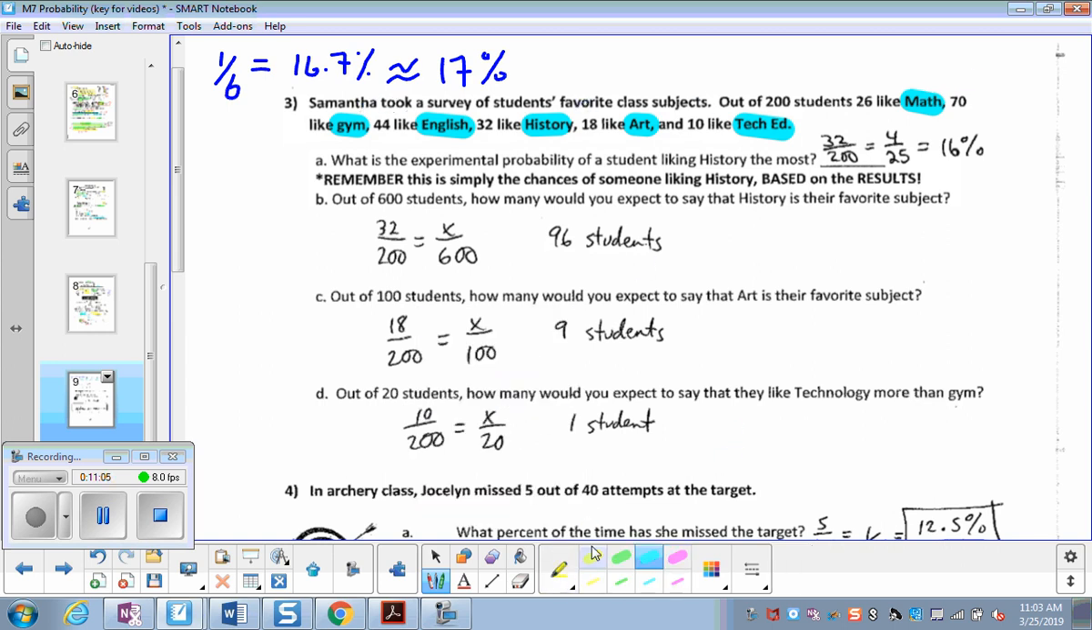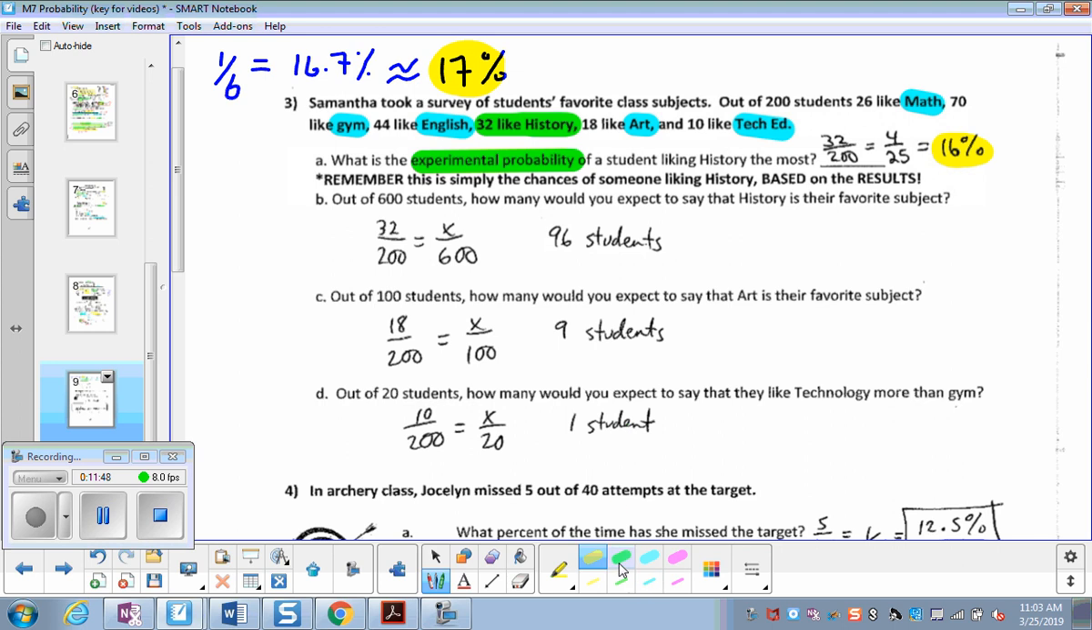So the first question we're asked here is, what is the experimental probability that a student will like history the most? Now, the experimental probability is going to be based right here off of the data, and we have 32 out of the 200 students who said that they like history. 32 and 200 are both divisible by 8, so if you want, you can just divide by 2, divide by 2, divide by 2. But the goal is to realize it reduces all the way to 4/25, which is about 16%. Now, if I compare that to the theoretical probability, we can see that the results pretty much matched up with what we would have expected to happen, okay?